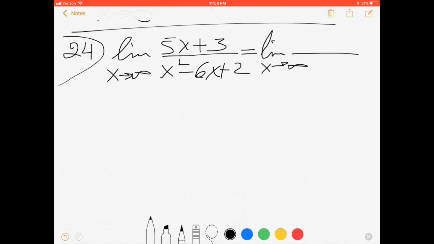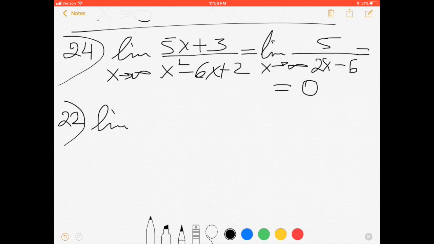Infinity, it will be 5 over 2x minus 6. If you plug in x equal infinity, here you have 5 over infinity, it means 0. Okay, great. But number 22, it's a number where you can use only L'Hopital rule, because the limit x approaches 1.